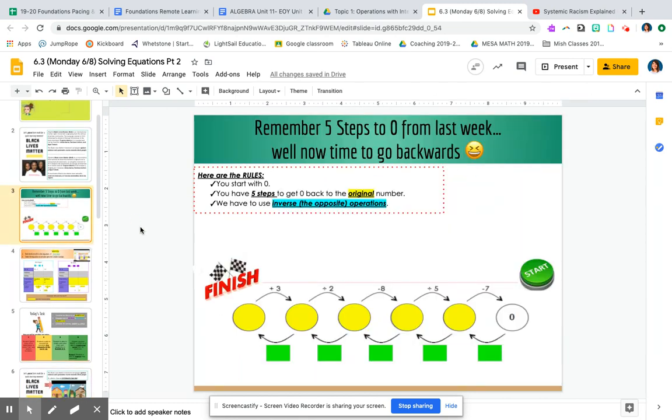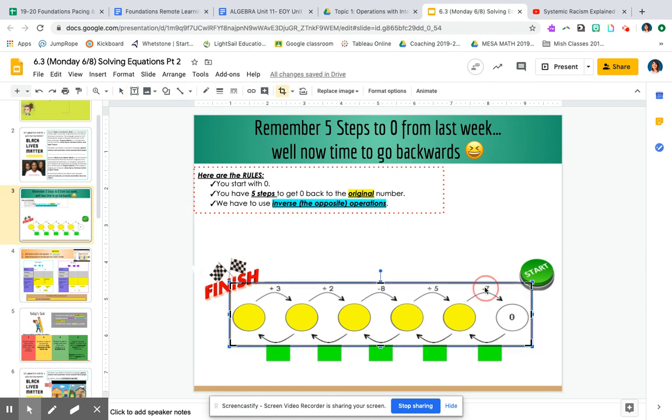Now let's get to the math. Remember 5 steps to 0 last week? Now let's go backwards. So here is the problem. We're now starting at 0 at the end over here. They gave us the original steps located at the top. Now we want to go backwards.